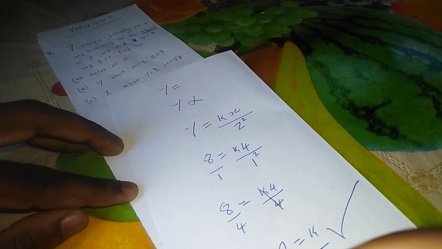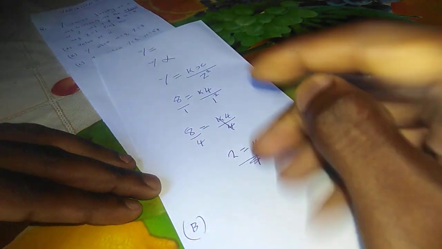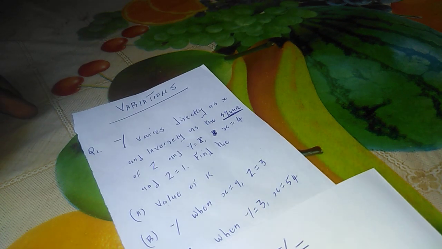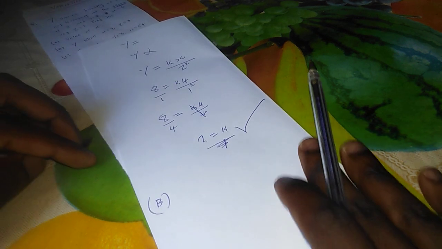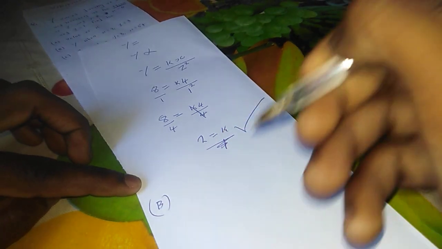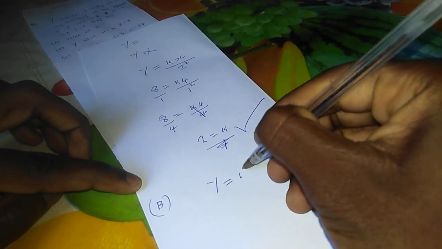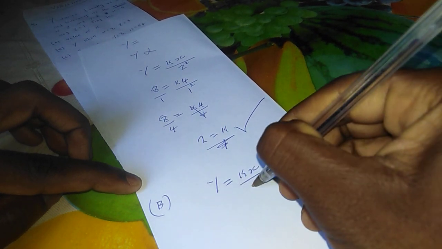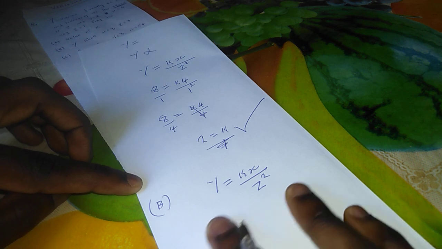Let's proceed into the second question, which is the b part. The b part is saying find the value of y when x is equal to 9 and z is equal to 3. The same formula that we've formulated is the same formula that we'll be using until the last question. So the formula is y is equal to kx over z squared.